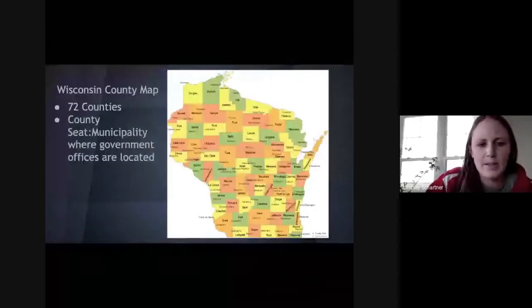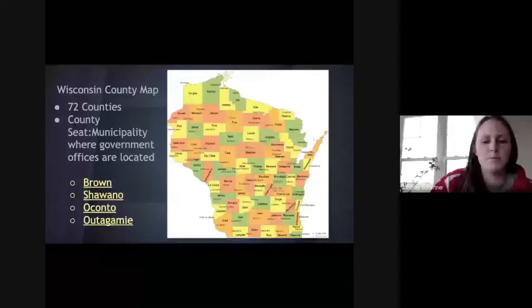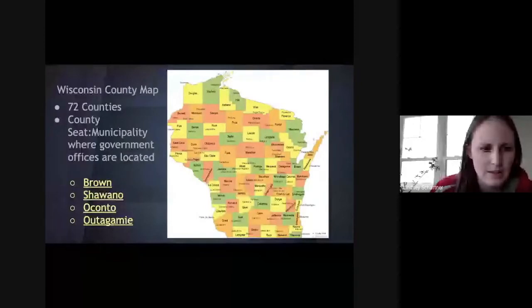So remember, our municipalities are where government officials are located. Okay, so depending where they are. So again, the school district Pulaski is made up of Brown, Shawano, and Oconto. Okay, but their county seat depends on where they live, where they're located.